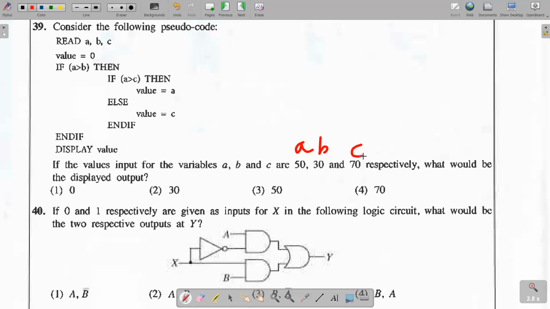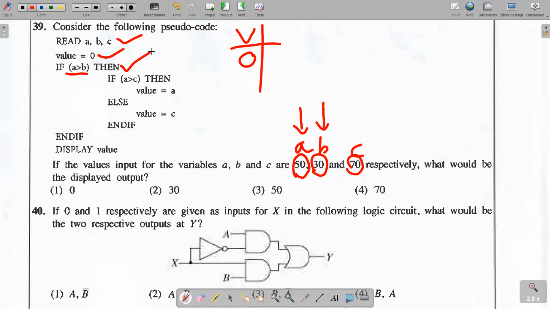Okay, so A, B, and C are given the values 50, 30, and 70. So reading A, B, C is okay. They take a variable called value, which is equal to 0. So I can take it as 0 over here. Then they are checking whether A is larger than B. A is 50, B is 30. So A is larger than B.